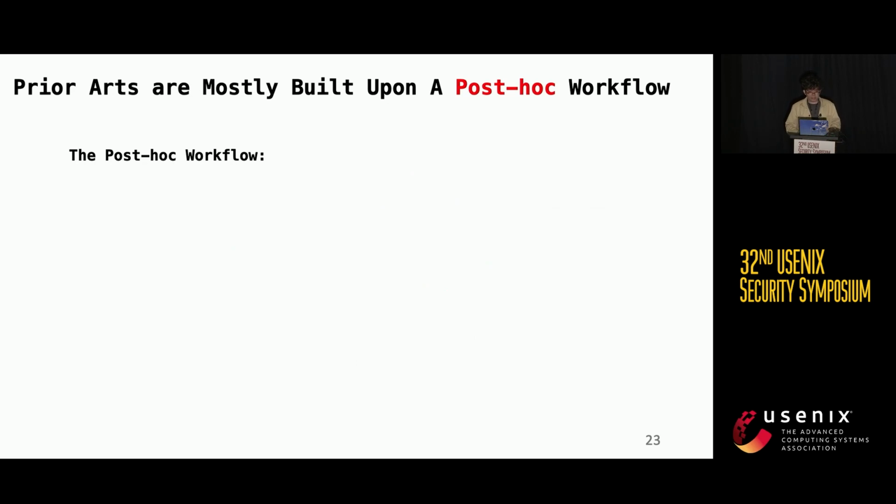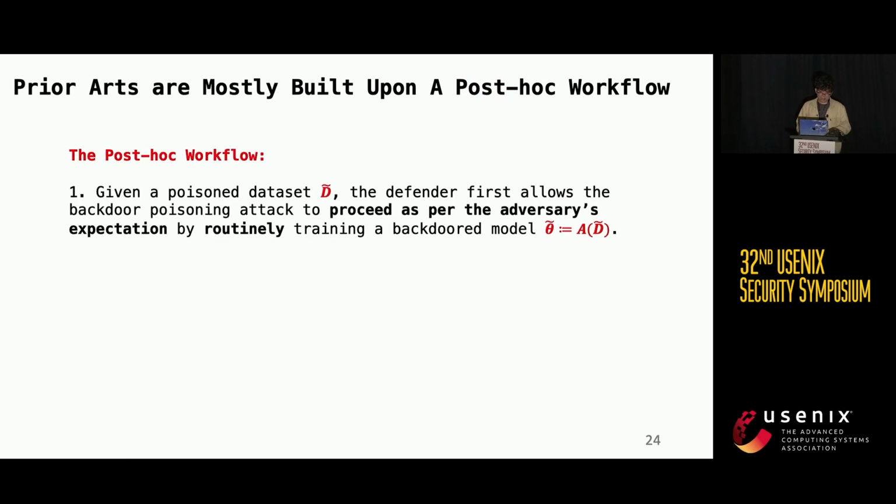In the existing literature, we look into some prior arts, and we find that surprisingly a lot of work is built upon a post-hoc workflow. In our work, we summarize it in an abstract framework. Basically, in this post-hoc workflow, the attacker gives the defender a poison data set. The defender will first allow the backdoor poison attack to proceed as per the adversary's expectation by just routinely training a backdoor model on this poison data set without any defense.